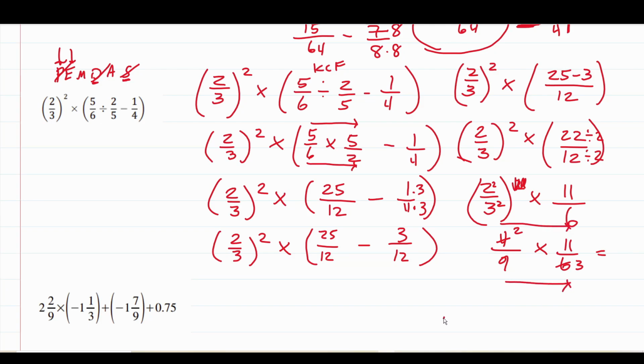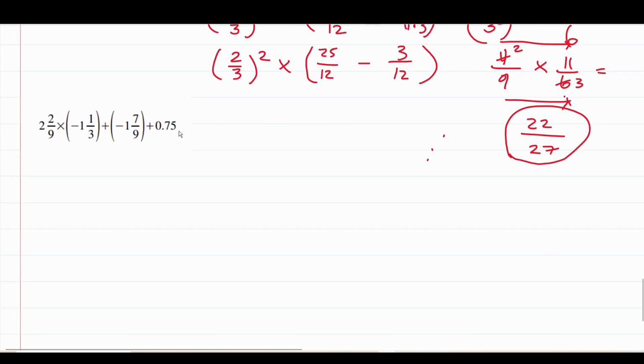So this becomes, and let me see if I can move over to the left. I don't think I can, so I'm just going to keep moving down. This becomes 2 times 11, which is 22, over 9 times 3, which is 27. So the answer to this one is 22/27. We can't reduce this any further, so we're going to stop right there. All right, so that's that one.